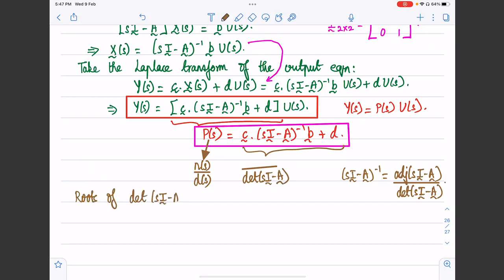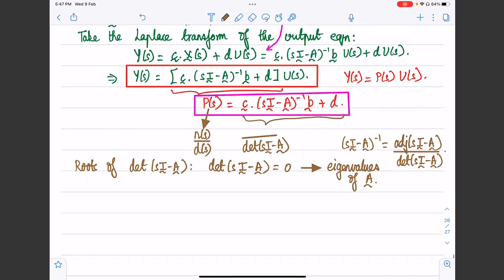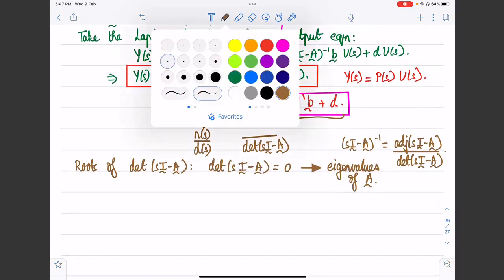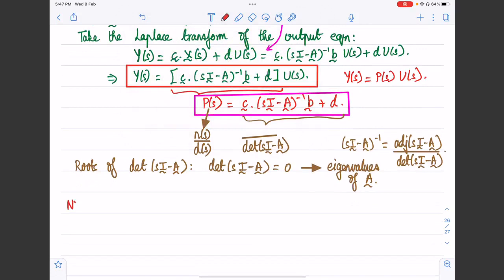How do I get the roots of a polynomial in s? I just set that polynomial equal to 0, right? So if I solve the equation determinant of sI minus A equal to 0, what are the solutions called? Eigenvalues of the matrix. Very good. So they are called the eigenvalues of the matrix. So this also establishes a very important equivalence between the two representations.